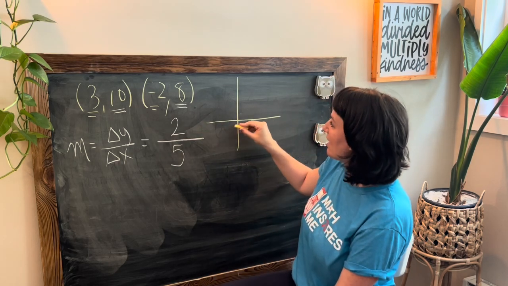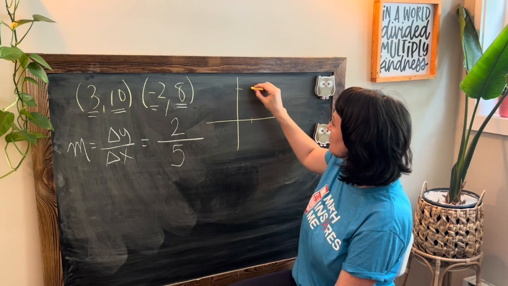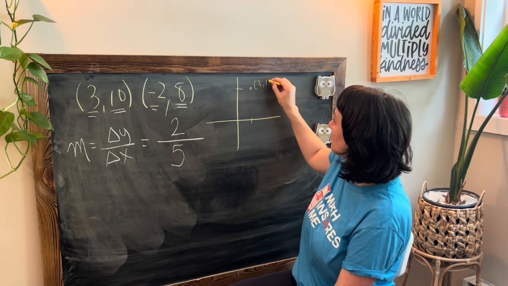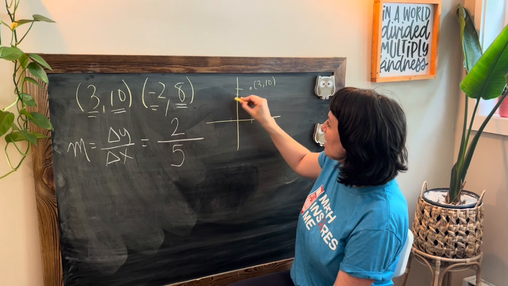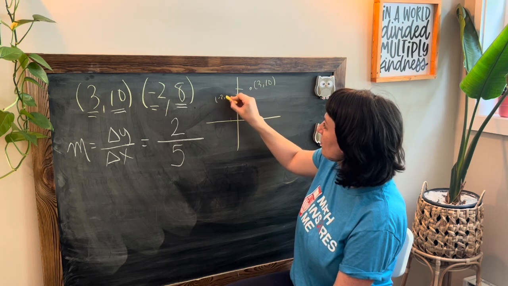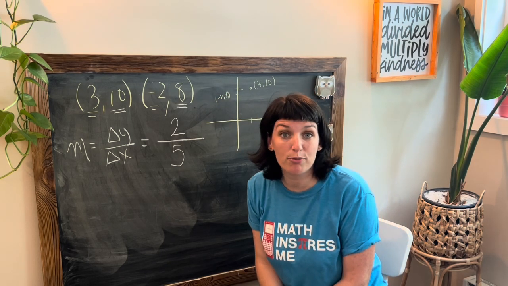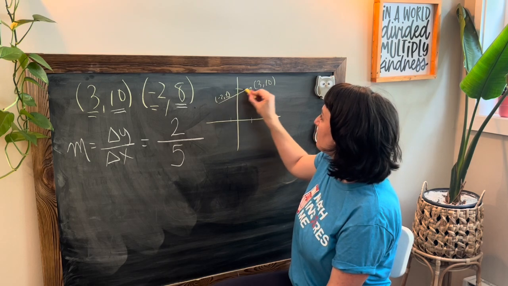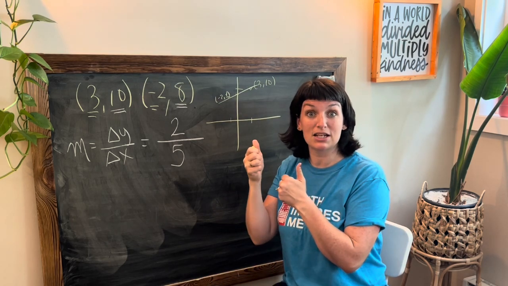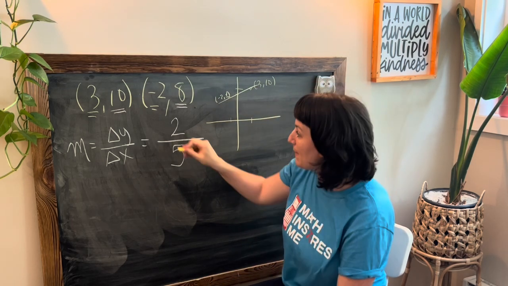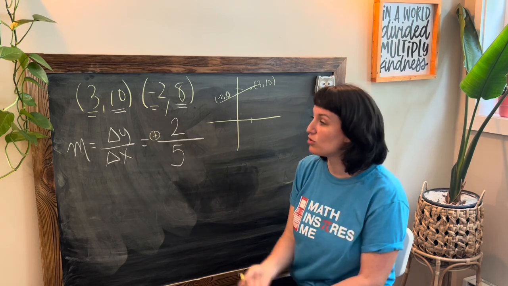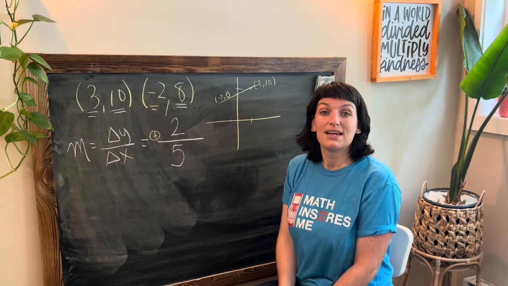Let's find our sign. 3, 10 is somewhere up here. Negative 2, 8 is like here. Is this graph perfect? No, but it's enough to show me that it's a positive, goes up. This is a positive slope. I'm good. 2/5, that's my slope.